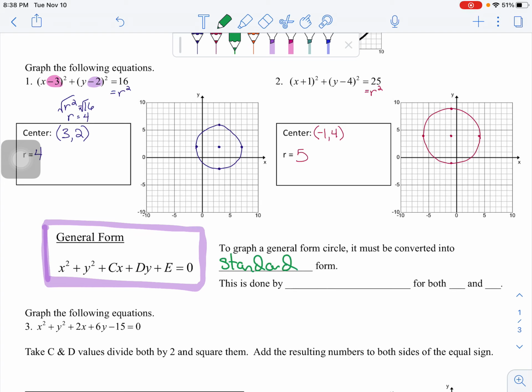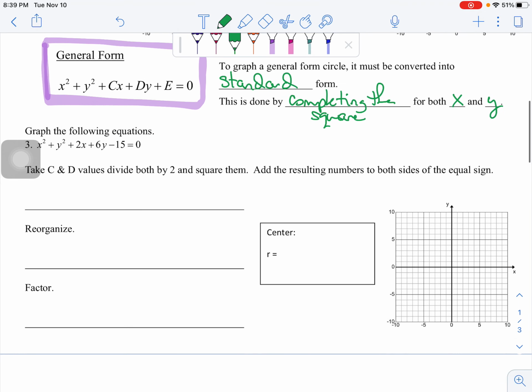And the way you're going to do that is by completing the square. And that's going to happen for both x and y. So in Unit 2, we talked about completing the square as a way to solve quadratic equations. It's not my favorite way to solve quadratic equations, but I wanted you guys to get the experience of working with it so that now when we need to use it to convert to standard form, we can.